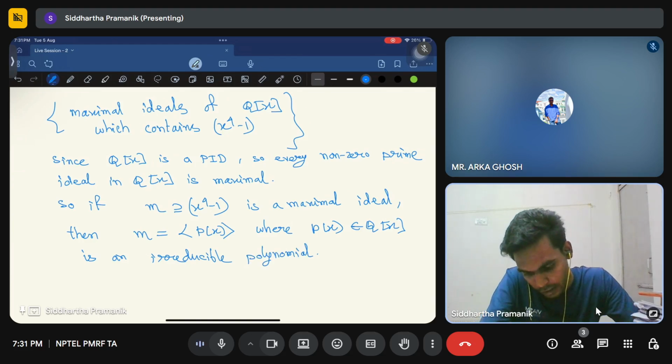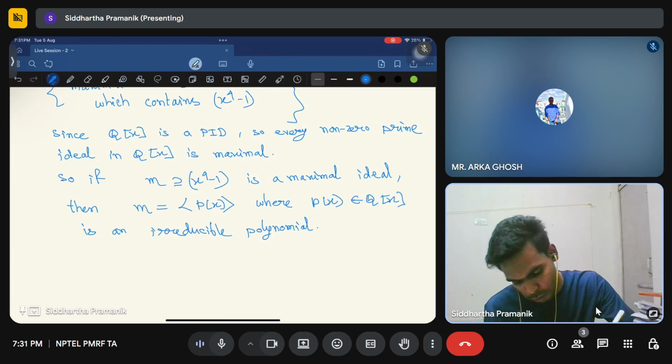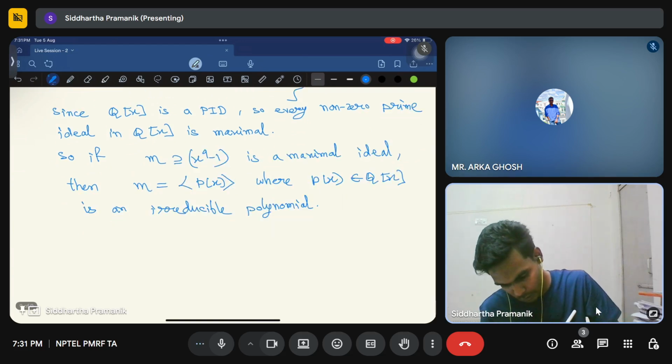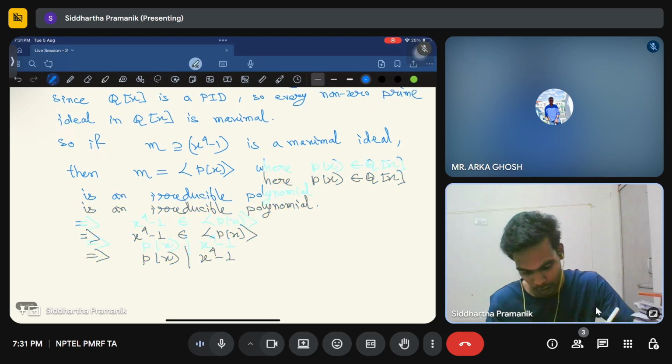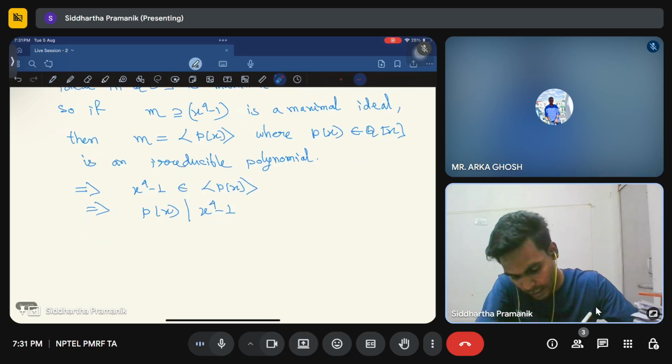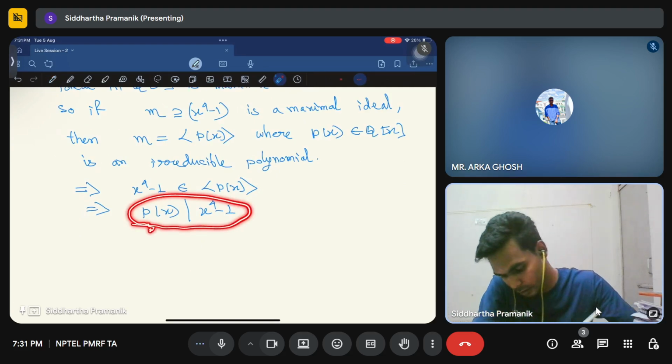And it's a PID, so it's a UFD, so irreducible and prime elements coincide. So p(x) is irreducible, or we can say it is a prime element in Q[x]. So x power 4 minus 1 belongs to the ideal generated by p(x). That implies p(x) must divide x power 4 minus 1. So p(x) has to be an irreducible factor of x power 4 minus 1.